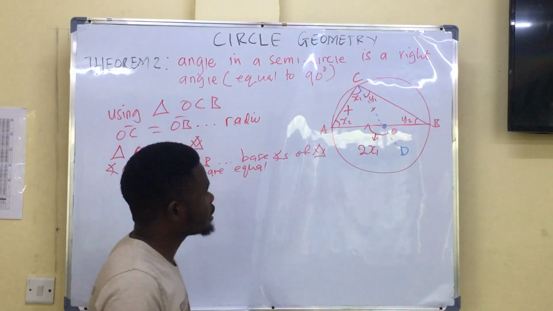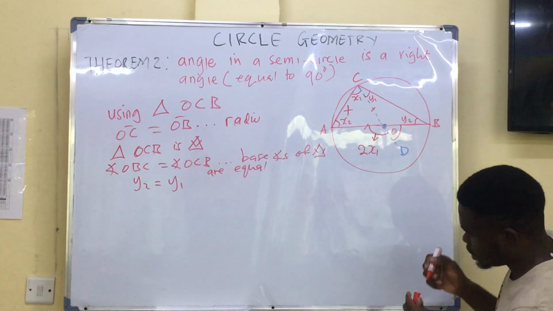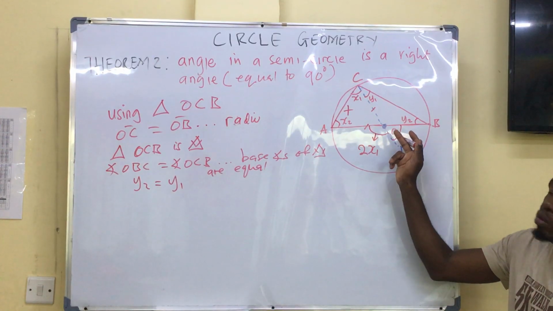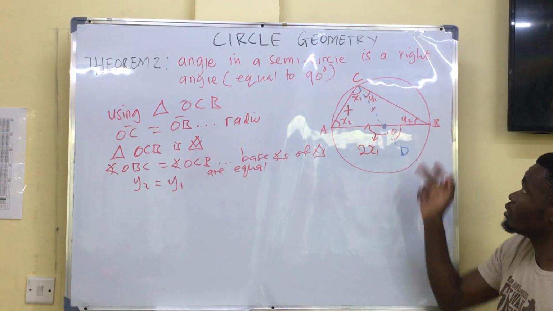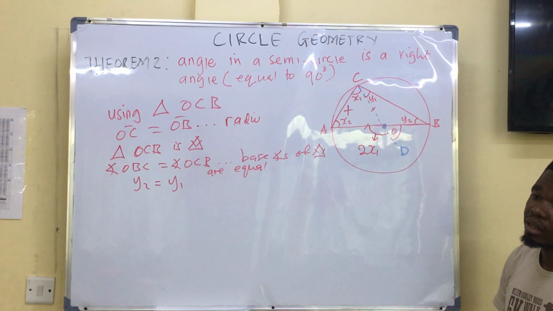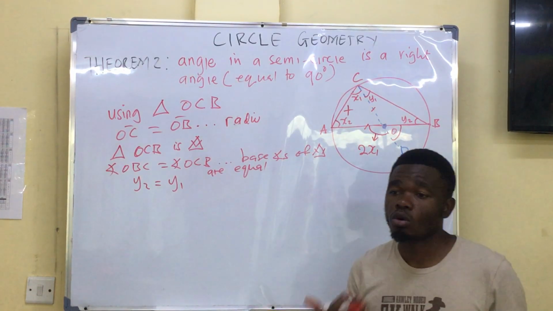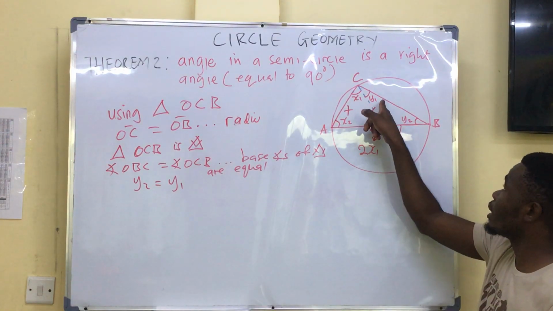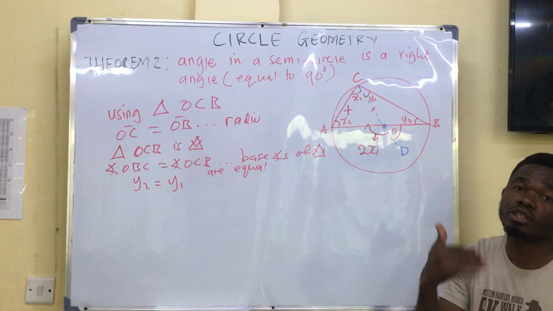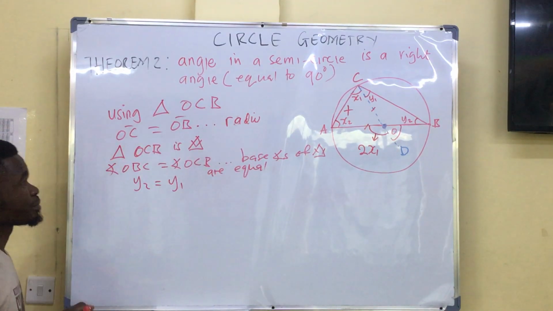But we have another angle beside this angle. This is an exterior angle of triangle OCB, right? If you want to find the value of that angle, we need to use the theorem that says that an exterior angle of a triangle is equal to the sum of the two opposite interior angles. So we add y1 and y2 to find the value of this angle. It is an exterior angle, and y1 and y2 are interior angles of that triangle, right? I hope we're together. Don't worry, everything will be okay.